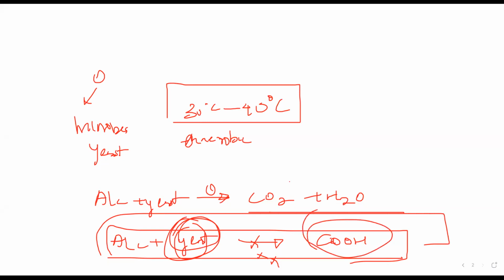So tell me, for fermentation, what is the reaction? Yeast is added to what? Yeast is added to the alcohol. No, no, no. Fermentation is producing alcohol. So how can yeast be added to alcohol?